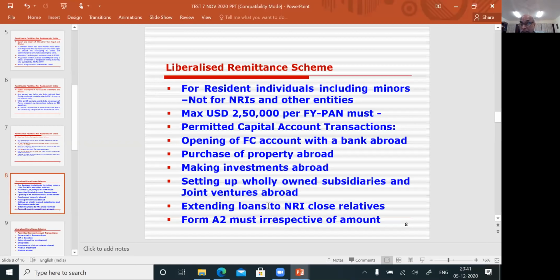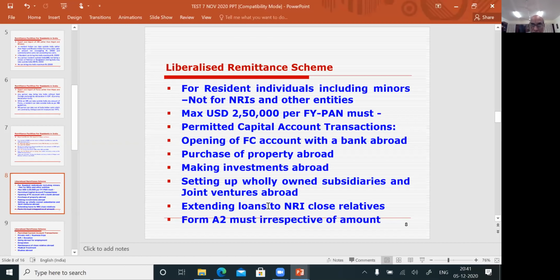Then permitted capital account transactions: opening a foreign account abroad, purchase of a property abroad, making investment abroad, setting up a joint venture abroad. You can give a loan to an NRA close relative abroad through LRS. Form A2 is a must irrespective of the amount. Okay, that is the first slide. This is capital account transaction.